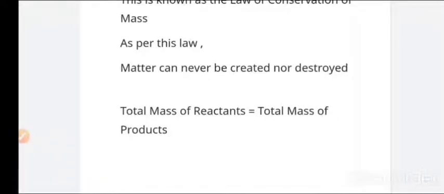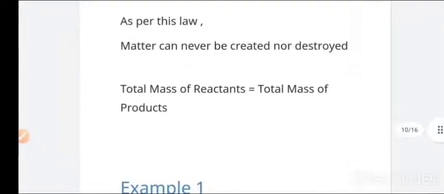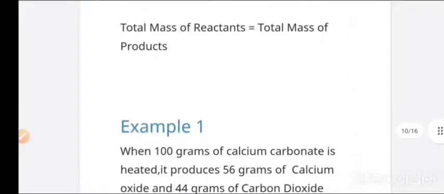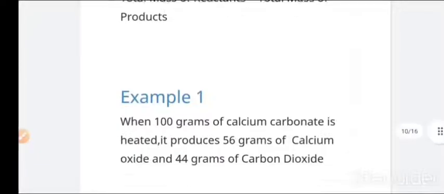That means in a chemical reaction, the substances react with each other, and mass is not created. If mass were created, then the mass of the products would be greater than that of the reactants, but there is no change. That means mass can never be created nor destroyed. That means the total mass of the reactants is equal to the total mass of the products. That is known as the law of conservation of mass.